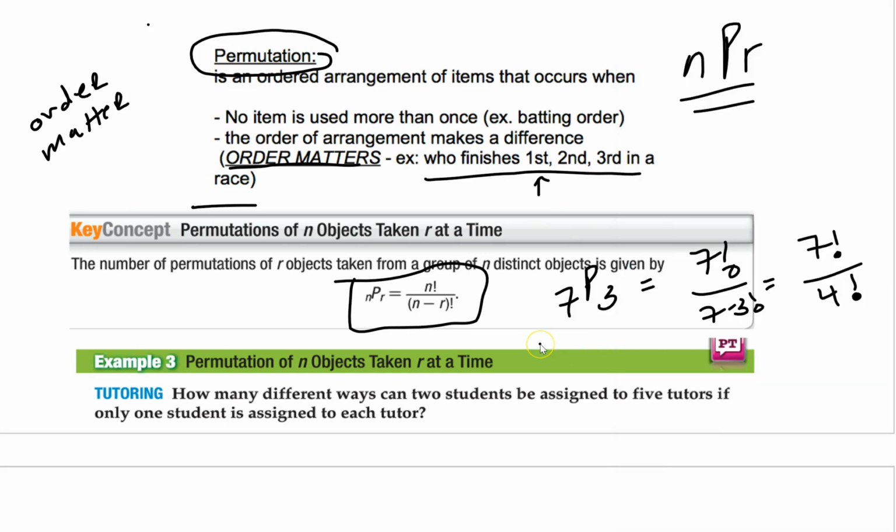So 210. How to remember that order matters with P? I just always think about position. If position matters, we use permutation.